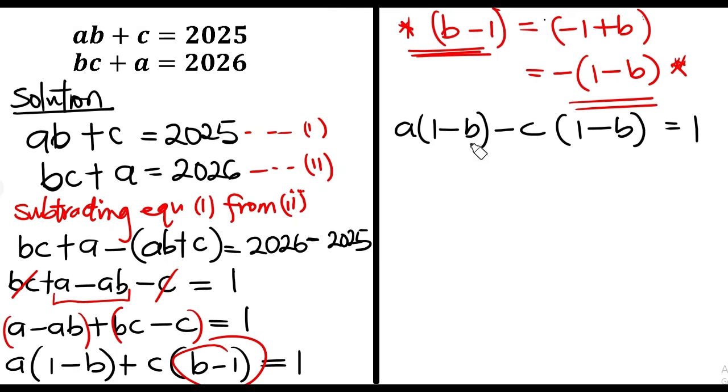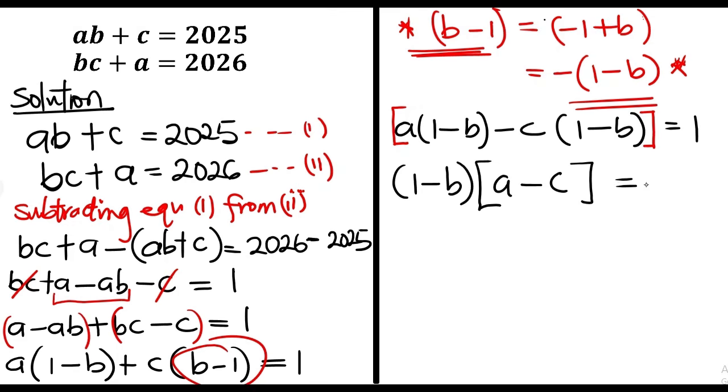Now that I have the same thing common in parentheses, 1 minus B, 1 minus B, what if I factorize this left hand side and I bring out what is common in the whole square bracket? I'm going to bring out 1 minus B, that is common to both sides. Then I have the square bracket. What is going to be left is A minus C, bracket closed, then it still equals 1.